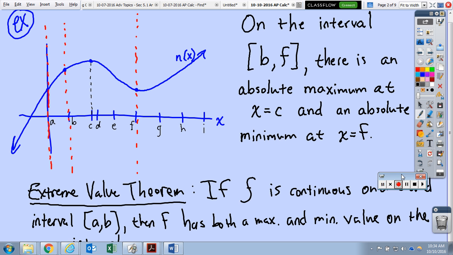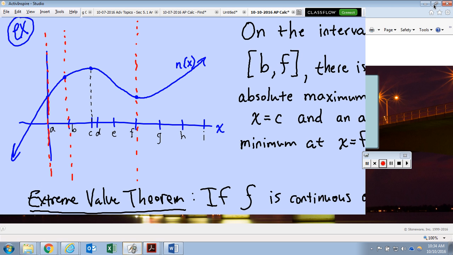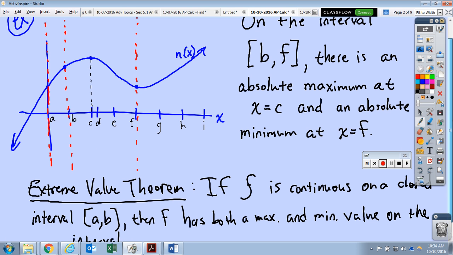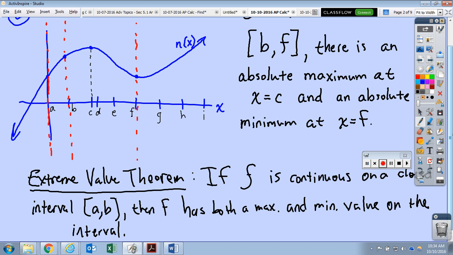Sorry, this is blocking the word right there. So if f is continuous on a closed interval [a, b], then f has both a maximum and minimum value on the interval. So all it has to be is continuous on a closed interval, and you're guaranteed a maximum then. Again, it sounds very simple, but in order to express your ideas mathematically on the AP exam, you'd want to be very comfortable with this.